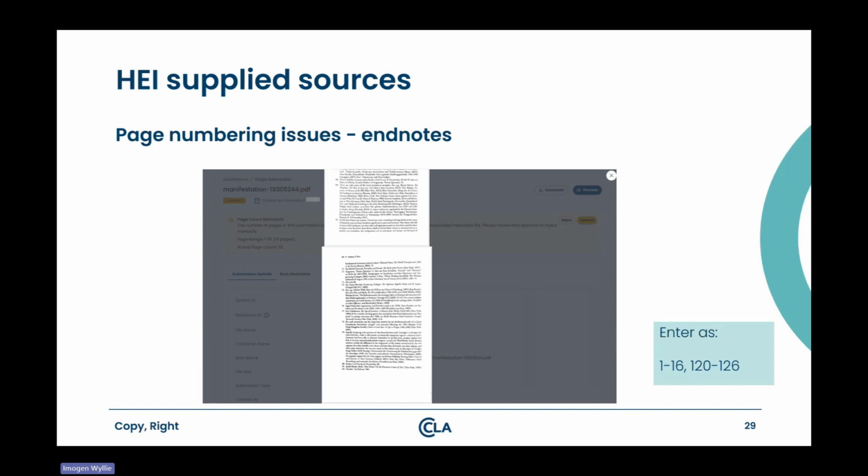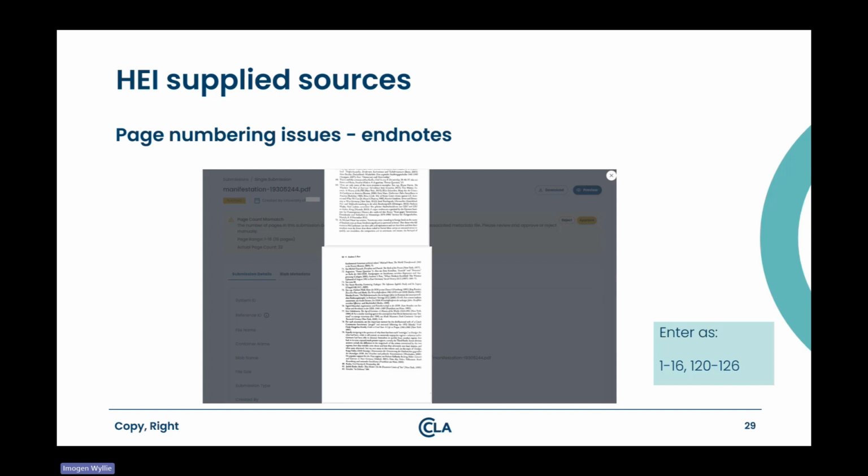The next one, this one's really straightforward. Page numbering issues with endnotes. In my slightly blurry example here, you can see that the page range was 1 to 16. So the system expects 16 pages, but actually there were 22. So there are 6 pages unaccounted for. I should say that all of these things here, this is the back end. So this is what Stephen and Monica will see when they come to pick up the flagged item. You're not ever going to see this.